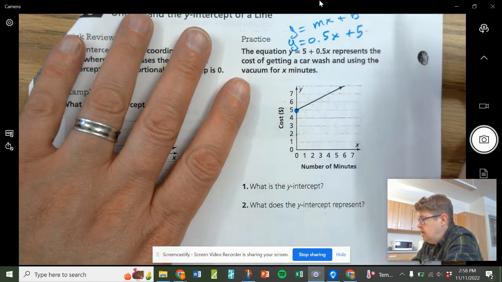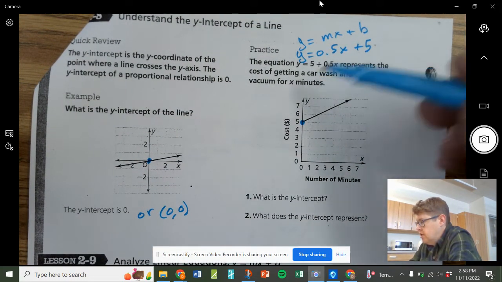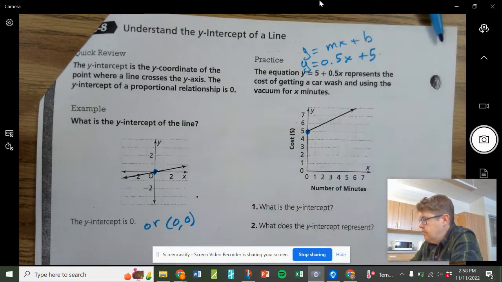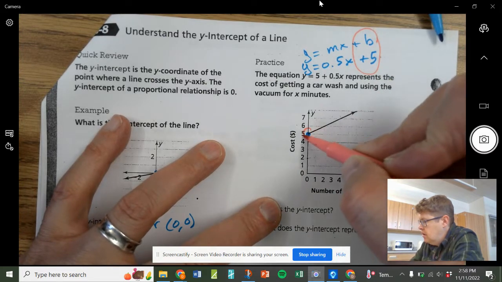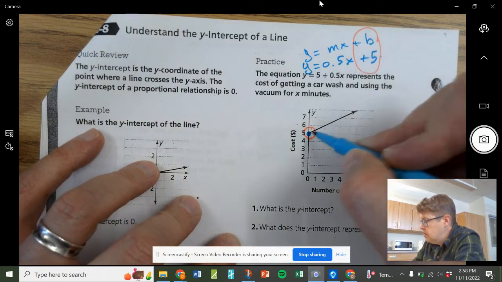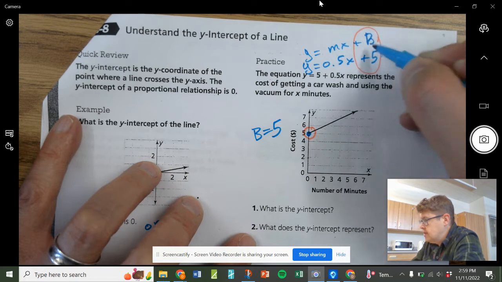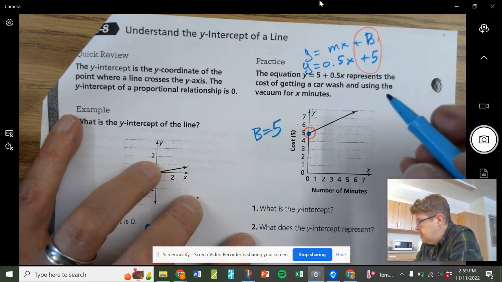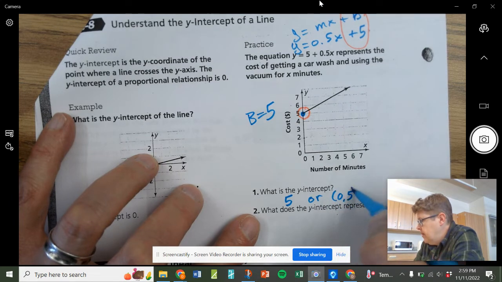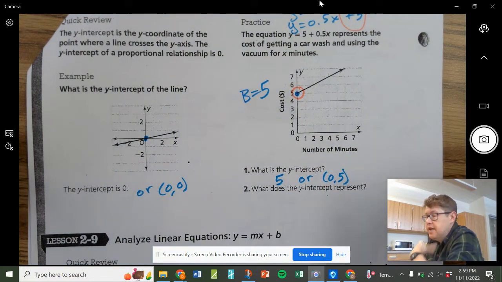mx plus b. So this represents the cost of getting a car wash and using the vacuum for x minutes. So what is the y-intercept? Well, it's this one right here, right? And it's that right there. Okay, same thing. Now plus 5, the b is right there. So our b value is 5. I'm going to do capital B's because my b's tend to look like 6s. So capital B is 5. So what is the y-intercept? So you can say 5 or 0, 5. Either one. You don't want to put this in your equation, but you want to put that in your equation when you write it, right?